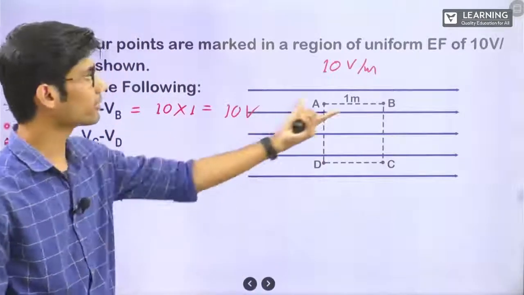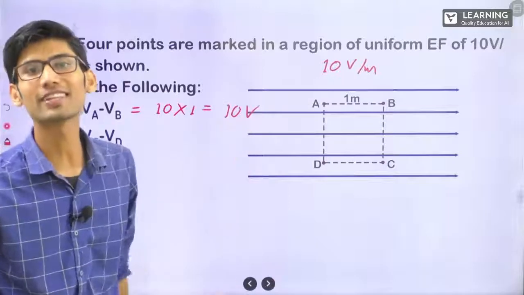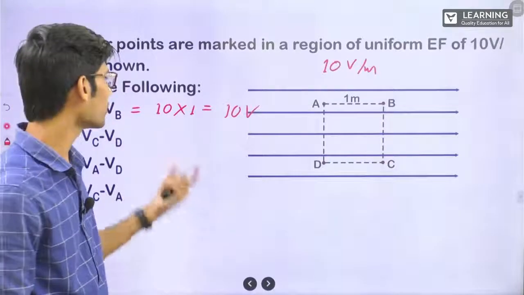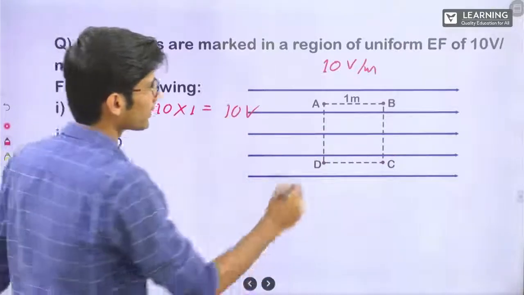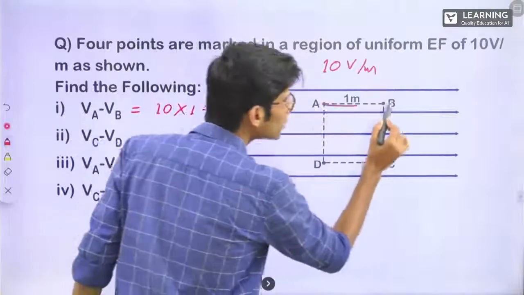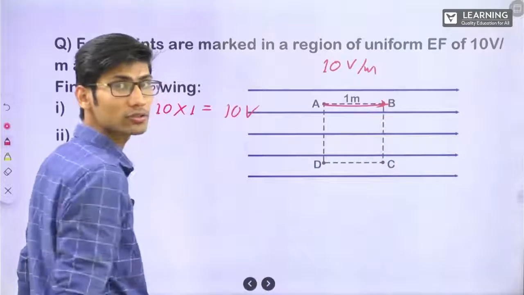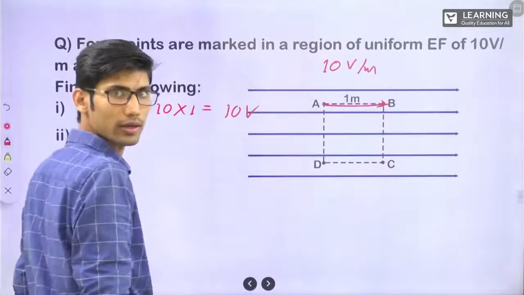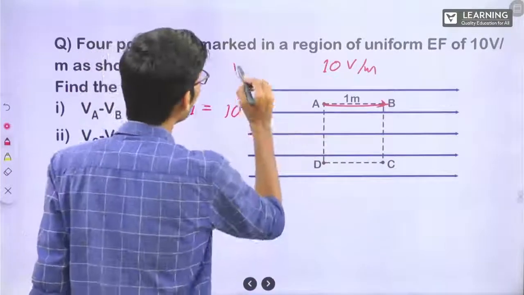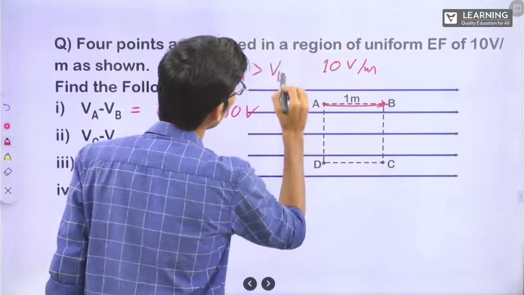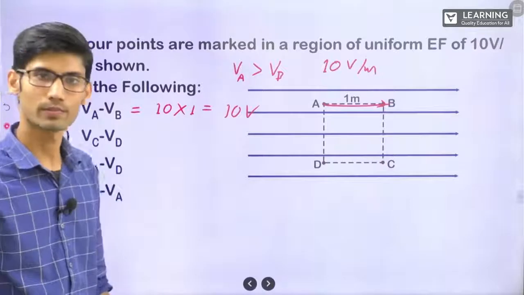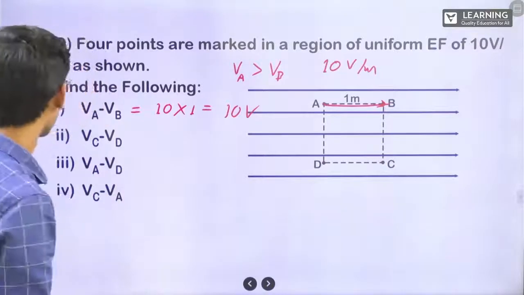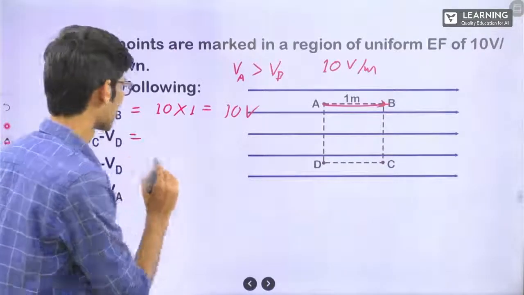Correct. VA minus VB. But will it be plus 10 or minus 10? Again, no need to remember that minus sign. Just multiply, write the magnitude, then see. On moving towards the electric field, the potential has to be decreased, has to reduce. So VA will be more than VB. VA minus VB only we are doing. So it will be plus 10 volt. Clear?